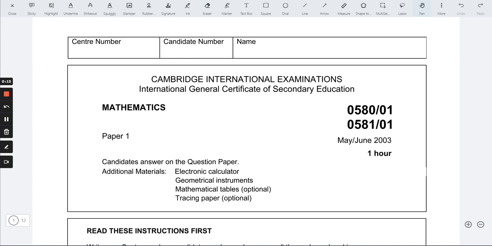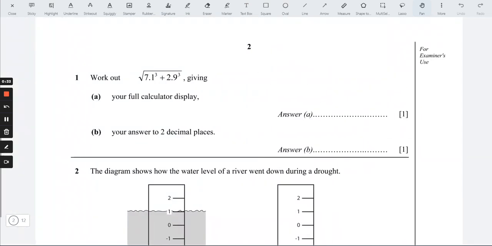Today we are going to solve a question paper from IGCSE-Cambridge exam paper 1, session May and June 2003. Additional materials are important: electronic calculator, geometrical instruments, mathematical tables, tracing paper. Let's go with question number 1 here.